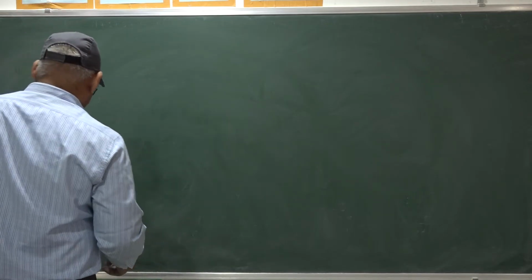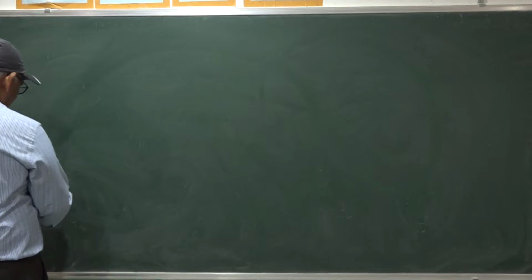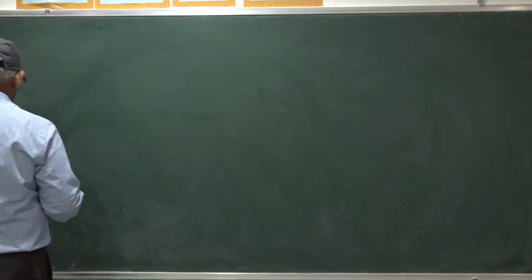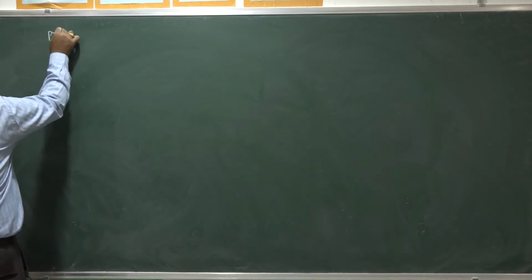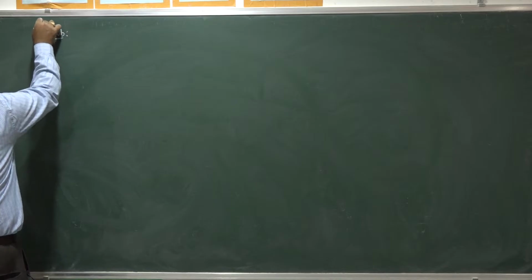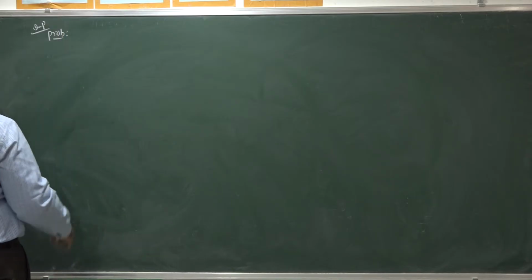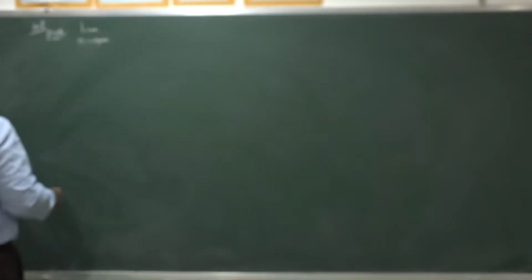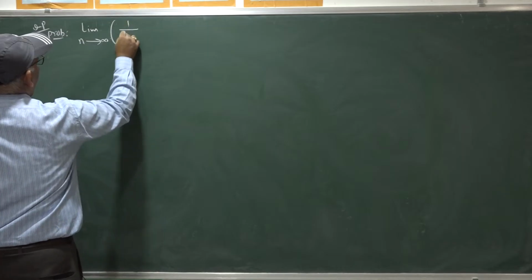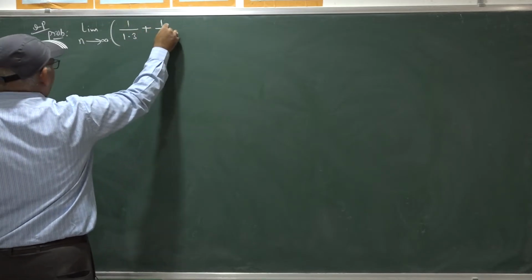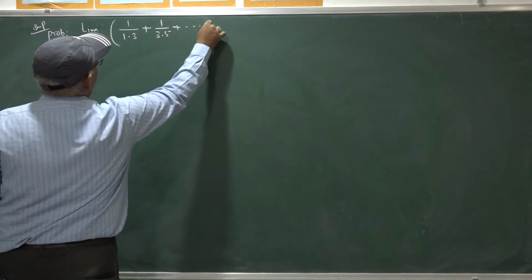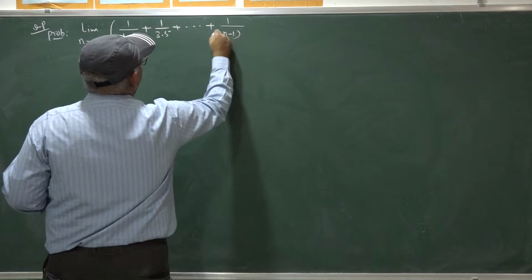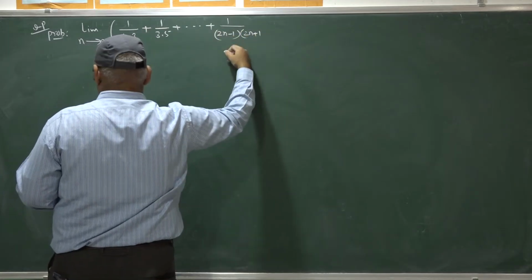Next, a similar problem. This is also an important one. Limit as n goes to infinity, 1 by 1 into 3 plus 1 by 3 into 5 and so on, up to 1 by 2n minus 1 into 2n plus 1.